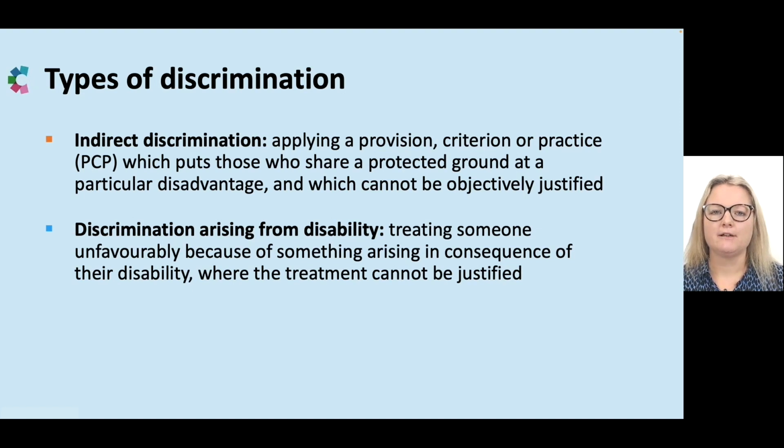Indirect discrimination is where the employer applies a provision, criterion, or practice, which is also known as a PCP, which puts those who share a protected ground at a particular disadvantage and which cannot be objectively justified. So an example might be requiring a role to be carried out full-time. That requirement for the role to be carried out full-time would be a PCP, and it may well put certain groups at a particular disadvantage.